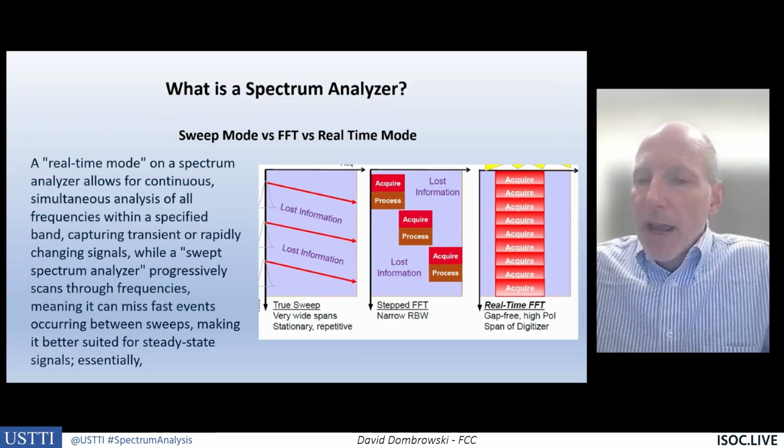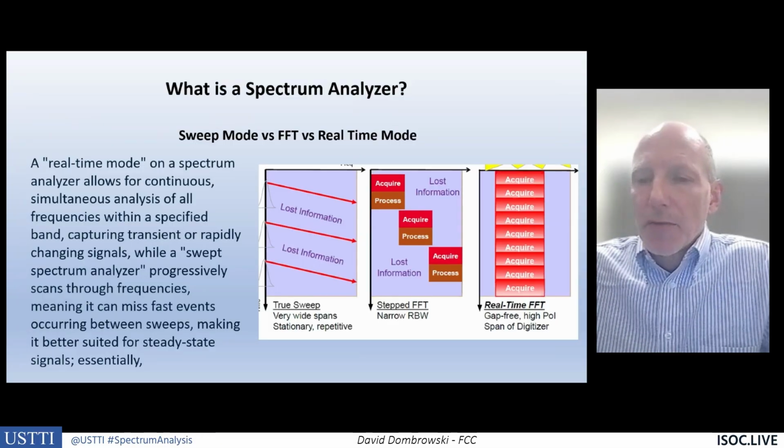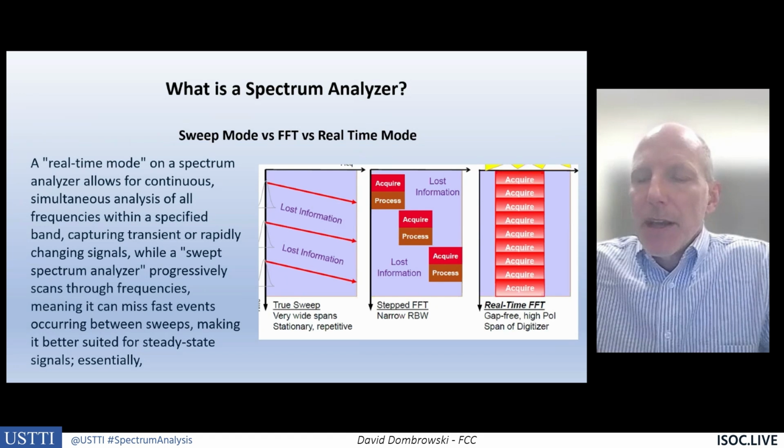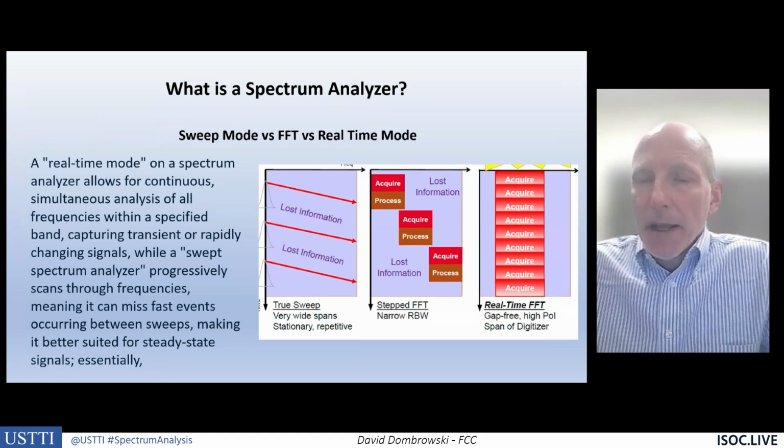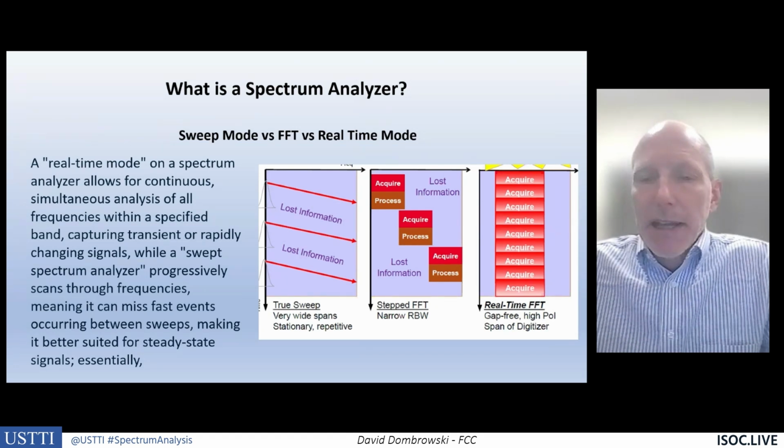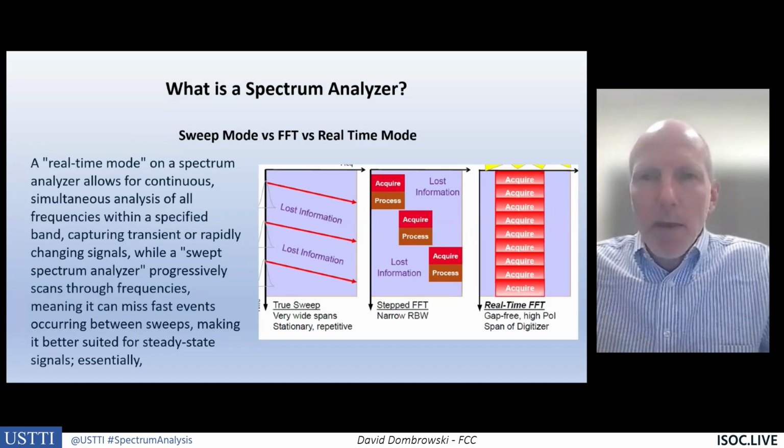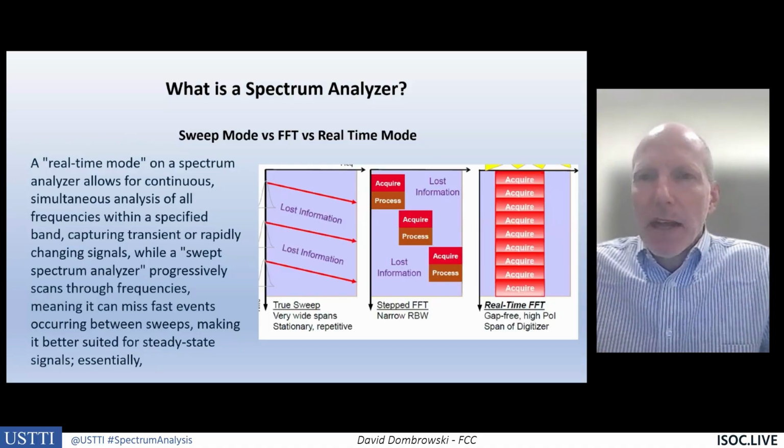But we now have analyzers that are called real-time fast Fourier transform analyzers, and they're band limited. The one I have on my desk today can only process 40 megahertz of spectrum at a time. So I can only look at 40 megahertz. I could process everything in that 40 megahertz span, and I have a very high probability of intercept.